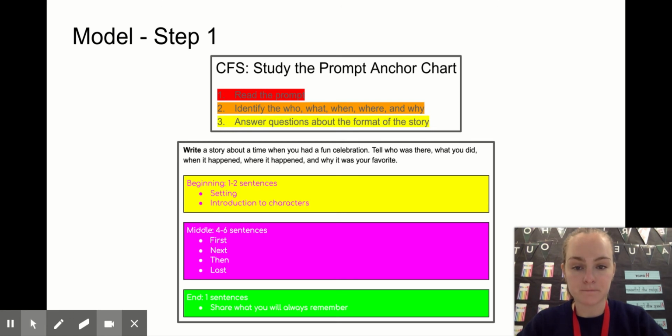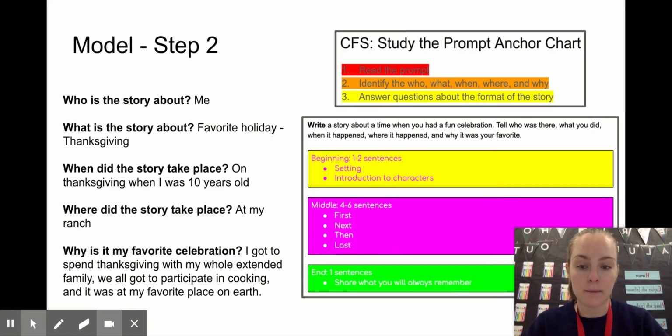So let's begin. When I look at my anchor chart, my criteria for success, I see that step 1 is to read the prompt. So that is just what I'm going to do. I'm going to read it. It says, write a story about a time when you had a fun celebration. Tell who was there, what you did, when it happened, where it happened, and why it was your favorite. Okay, so we are going to write a story about a time when you had a fun celebration.